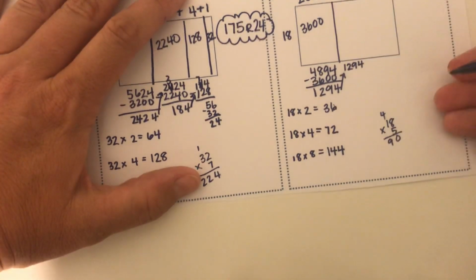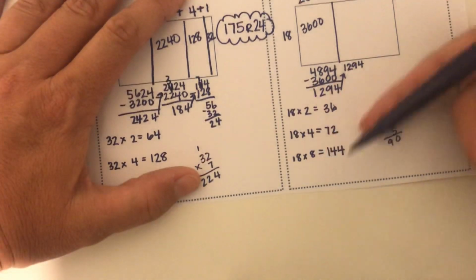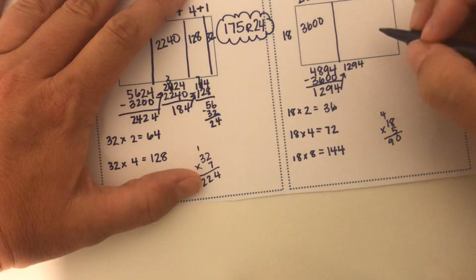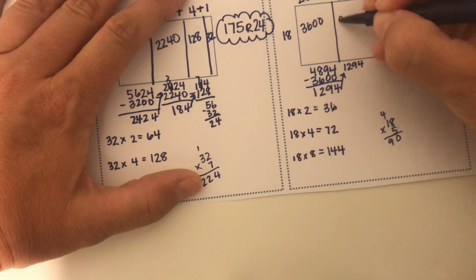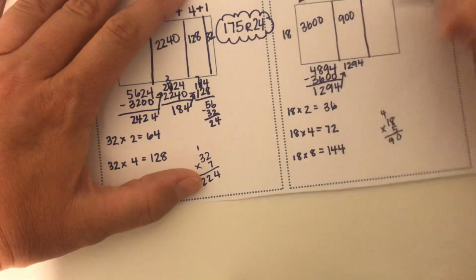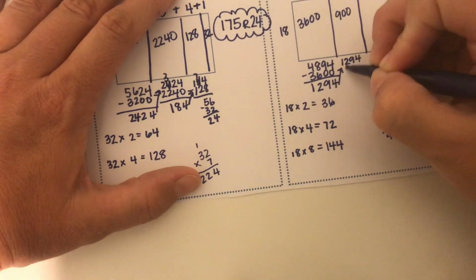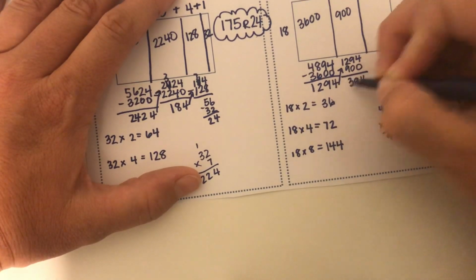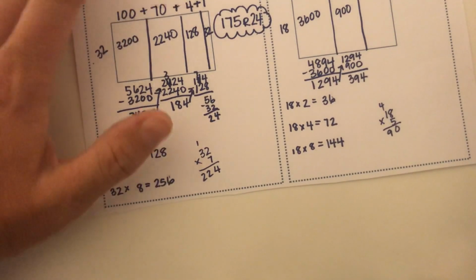I could go up higher if I want, or I could just use that. For the sake of moving quickly, I have these benchmarks. I'm going to go ahead and just use that 5. And that gets me 90, but I really want 900 here, so I'm going to make that a 50. And I'm going to subtract 900. So now I have 394 left.